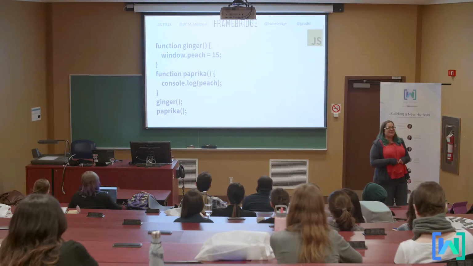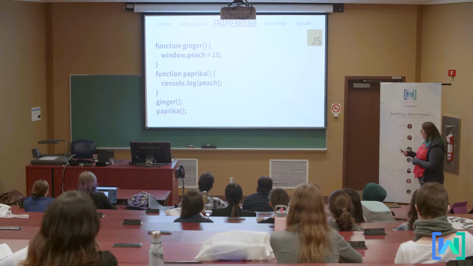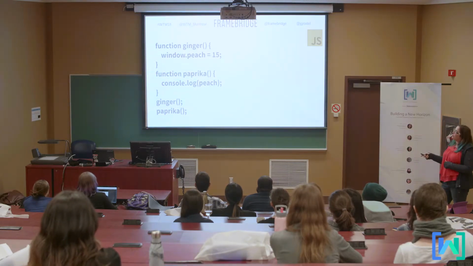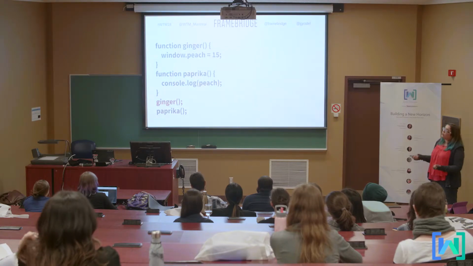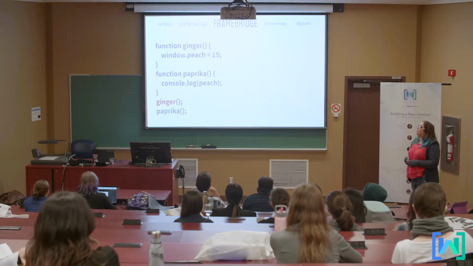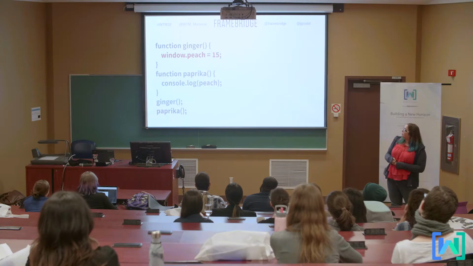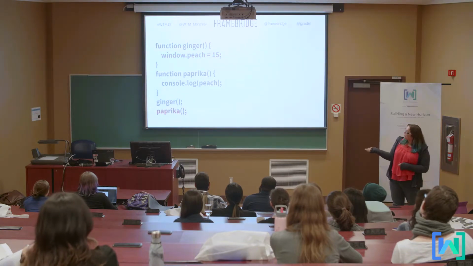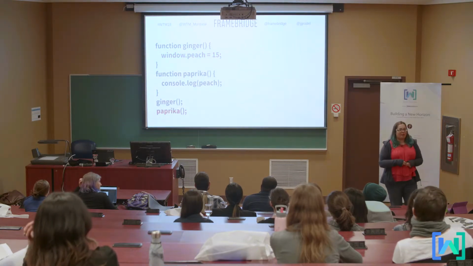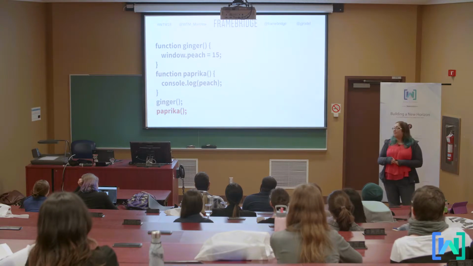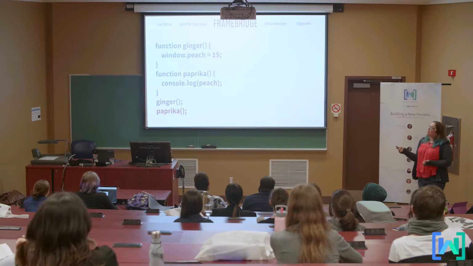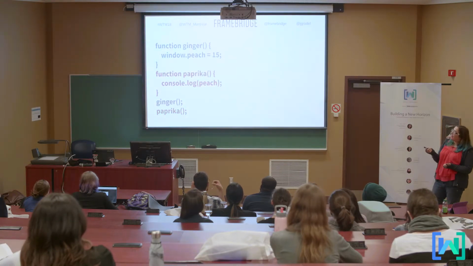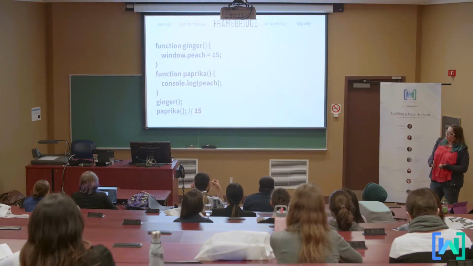And here is an example of an anti-pattern. So I'm setting up a function ginger and a function paprika, and then calling ginger, which will set window.peach to 15, and then calling paprika. What do you think we'll get when we call paprika? Right, so what we get here is that 15.